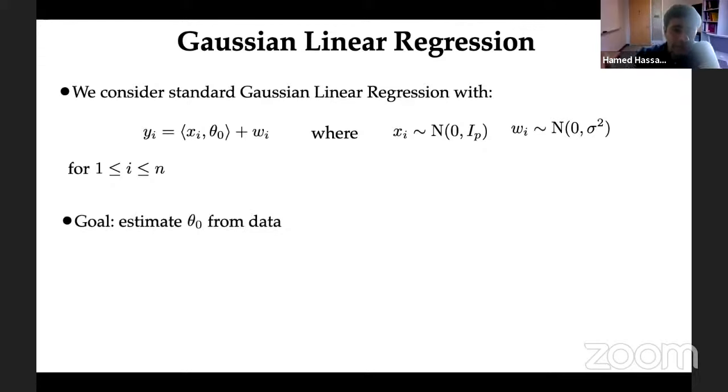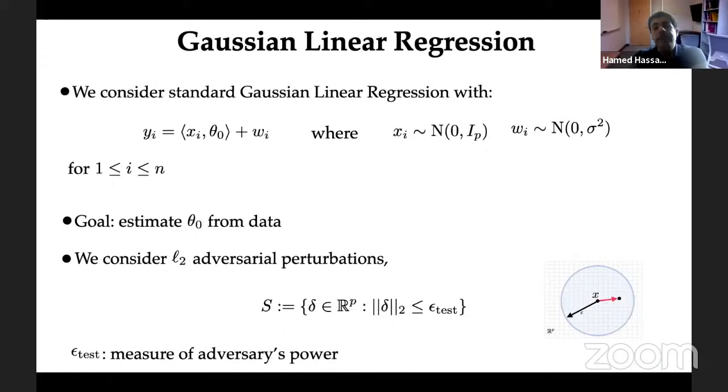Now, the goal of linear regression is, of course, to estimate the parameter theta_0, the ground truth. For the adversarial version, again I'm simplifying the problem: we could just consider the L2 ball. That means that around every point, you consider the Euclidean ball of radius epsilon. Here I often use epsilon_test, which is the power of the adversary at test time. All right, so that's the basic setting.